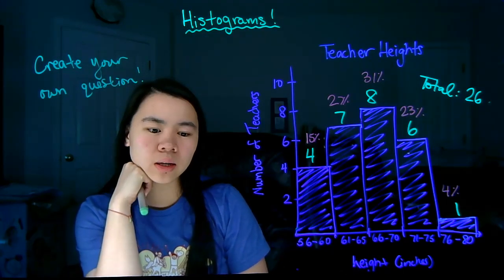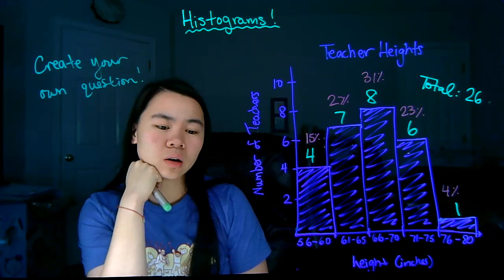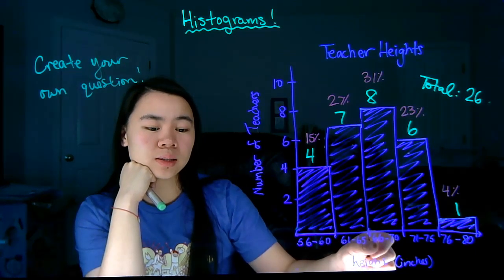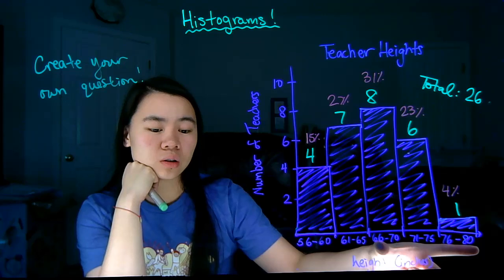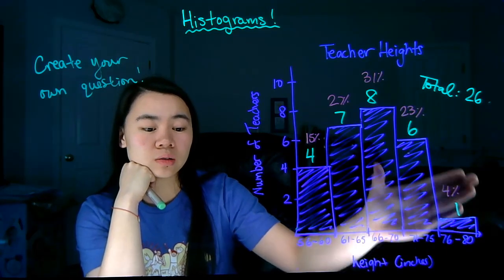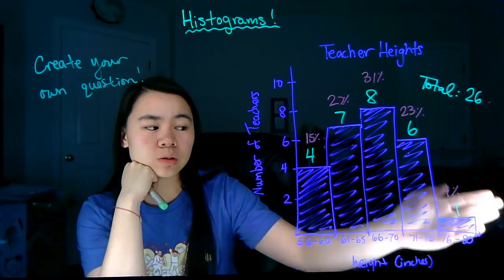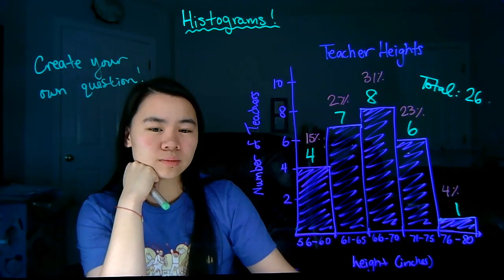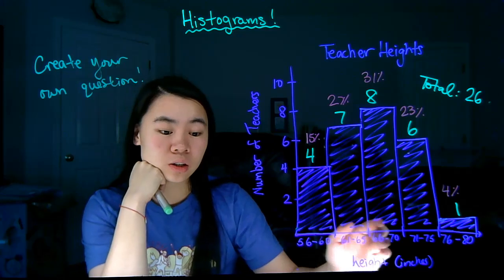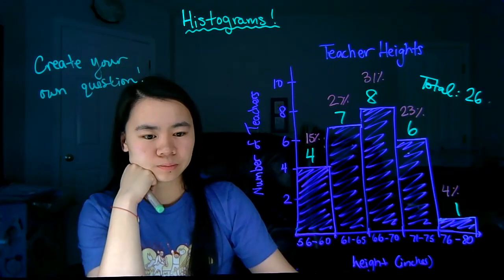We can say, how many teachers are between 66 and 80 inches tall? 66 to 80, that's these three. So let's add them up. 8 plus 6 plus 1. It's 15. So 15 teachers are between 66 to 80.